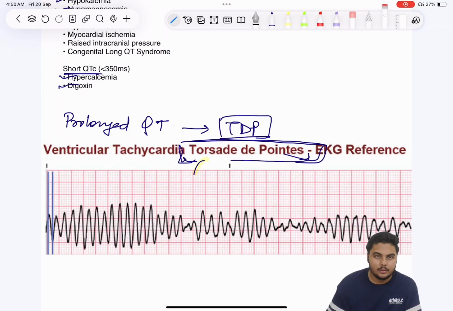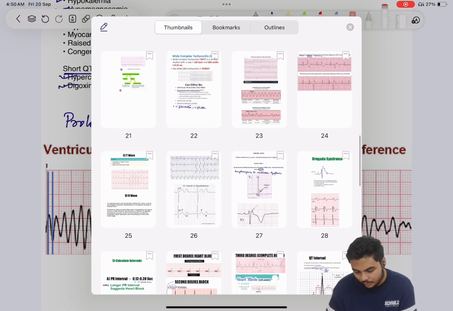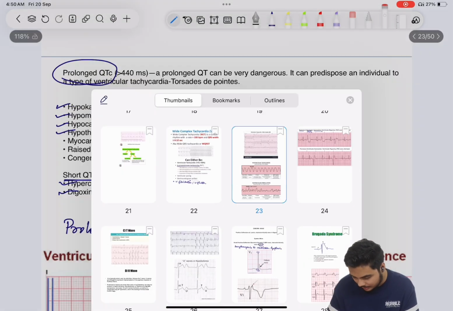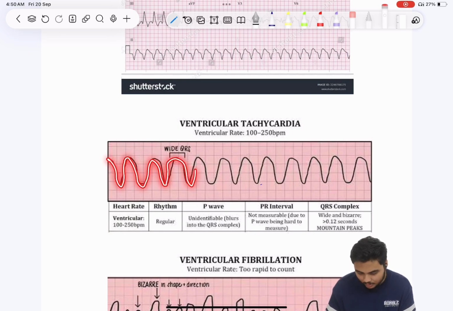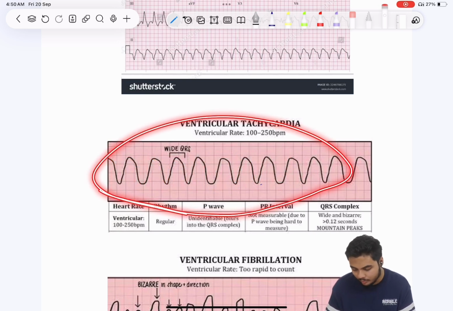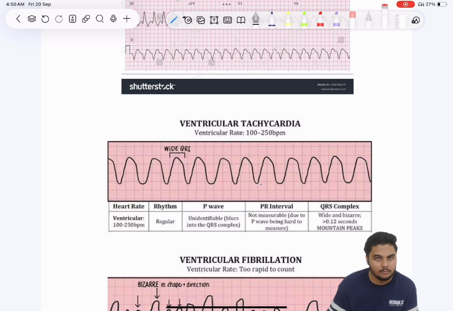So Torsades de Pointes is nothing but a polymorphic ventricular tachycardia, right? When I told you about ventricular tachycardia, this is what you can see. This ventricular tachycardia has a regular rhythm and similar waves, what we call a sine wave pattern. So this is monomorphic ventricular tachycardia, because all the waves are almost equal.